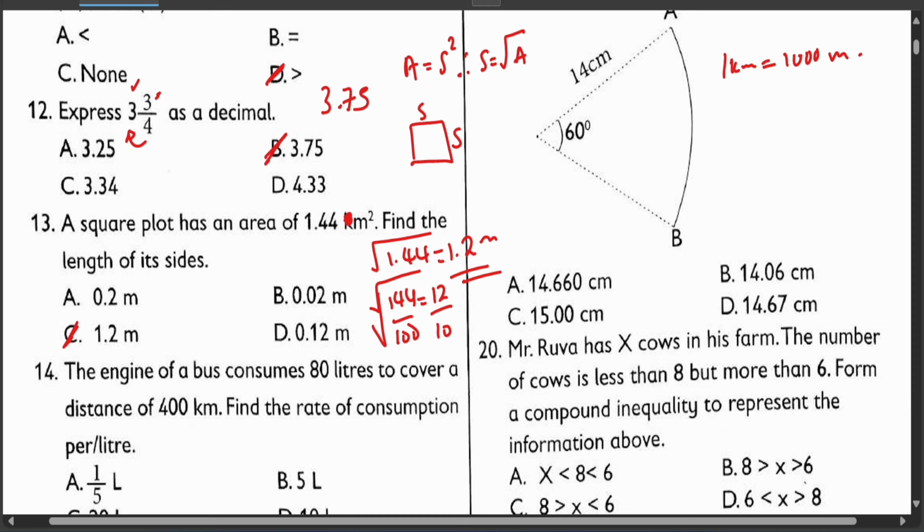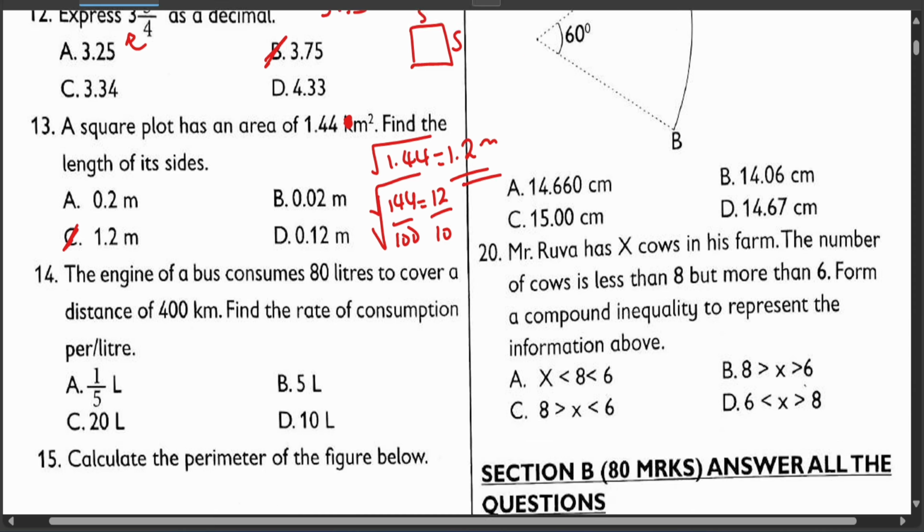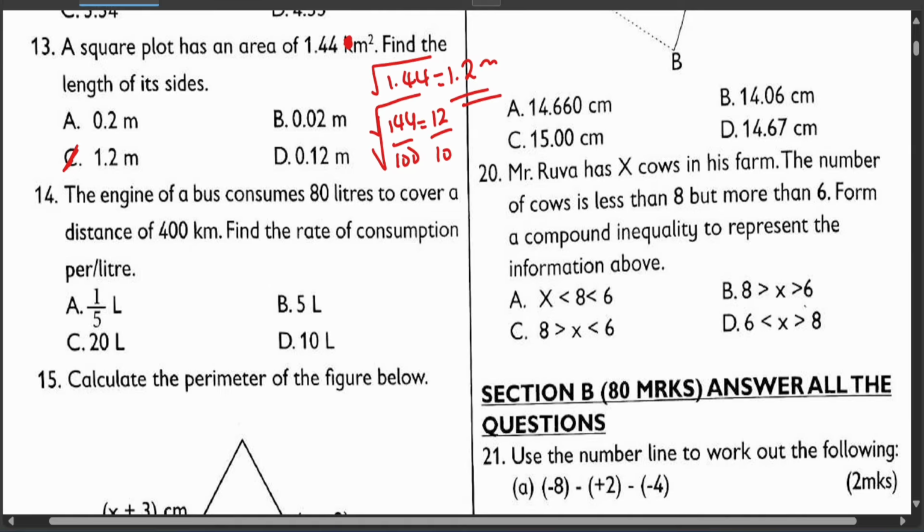Hizi kwa 1.2 kilometer alafu ubadilisha kwa meter, haipatikana answer pia. Question 14. The engine of a bus consumes 80 liters to cover a distance of 400 kilometers. Find the rate of consumption per liter. So you take the consumption, divide by, okay, consumption per liter.